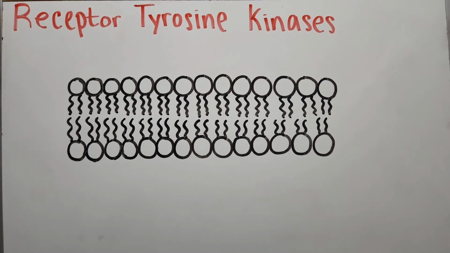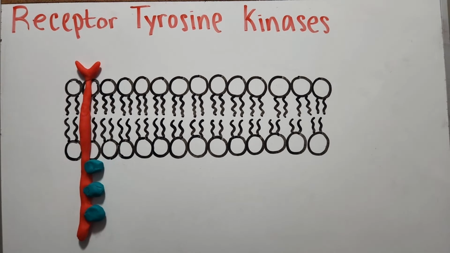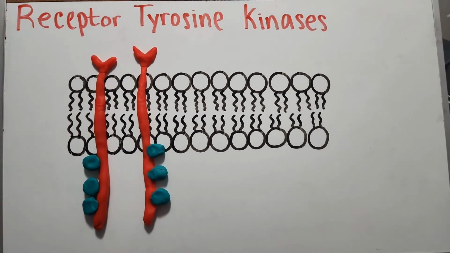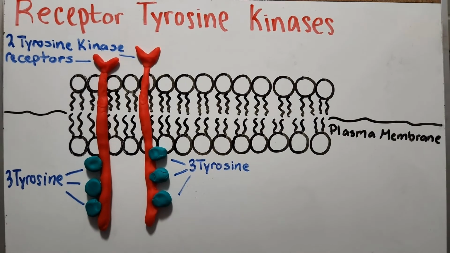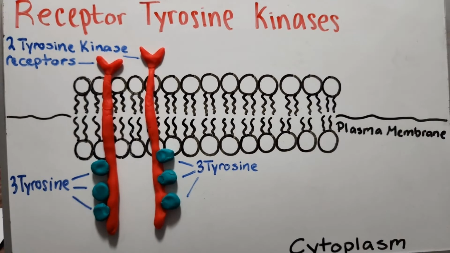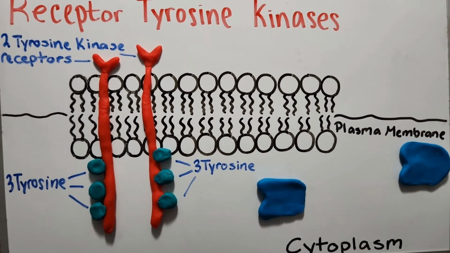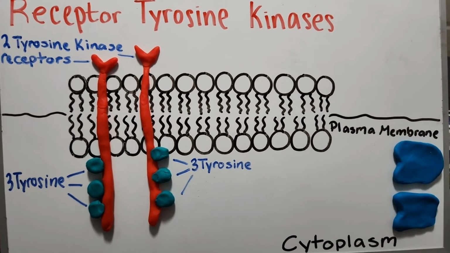The next pathway is receptor tyrosine kinases. Tyrosine kinases occur in the plasma membrane, and it has two tyrosine kinase receptors that are bound to it. These receptors each have 3 smaller tyrosines attached to them. Then in the bottom half is the cytoplasm. In the cytoplasm, we have 2 inactive proteins. And on the top, we have the extracellular matrix.